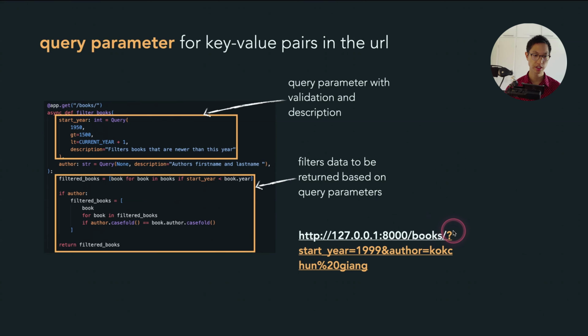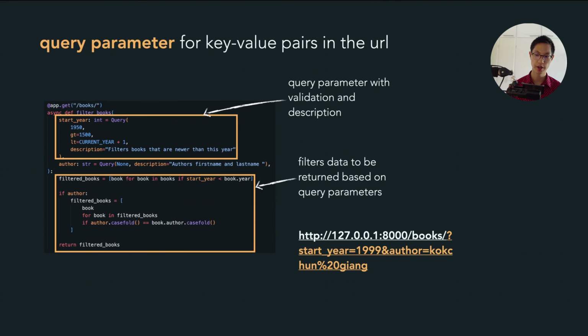How it looks in the endpoint is that you have /books/, then a question mark, and afterwards you put in your parameters, which is here start year equals 1999. You put in the start year as 1999, and the author with %20 meaning a space in the URL. That is how it works. The start year is 1999 and the author is Kokshen Yang, and it will go into this filter books function, and we will use these two, the start year and the author, in order to filter the books, right? This was the query parameter. We have query parameters and path parameters.